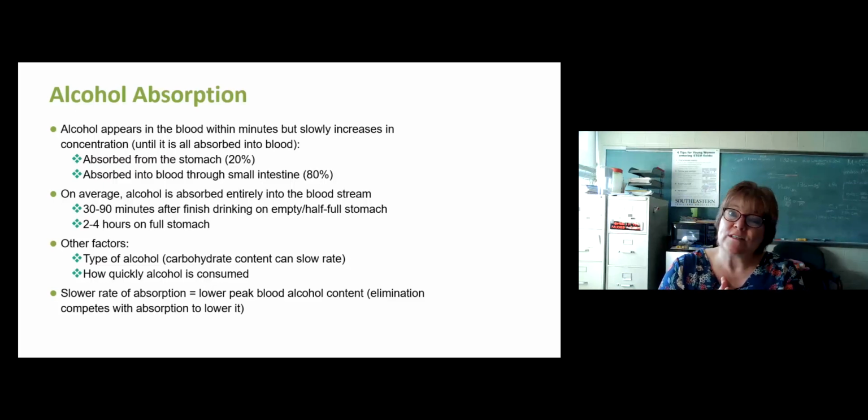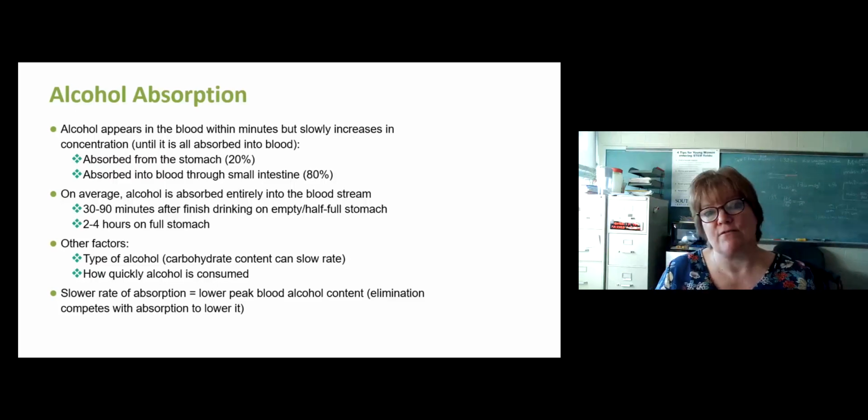Other factors are what type of alcohol, and if there's a carbohydrate associated with it as well. In other words, beer tends to have a lot of carbs with it, and the carbohydrates that come along with the alcohol slow it down. It's a similar effect to having food in your stomach. It slows that absorption rate. Also how quickly you consume it. If you consume it in a very short duration, that's going to increase how quickly it gets absorbed into the system. If you're drinking a little bit at a time over a duration of half an hour, that starts to draw out the absorption timeline.